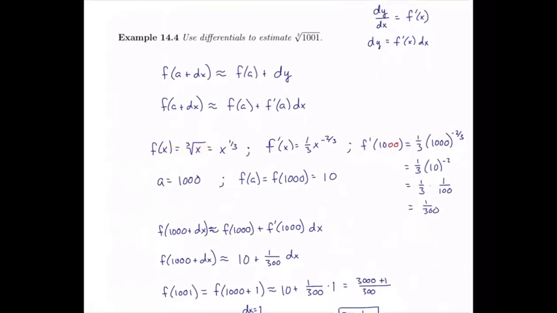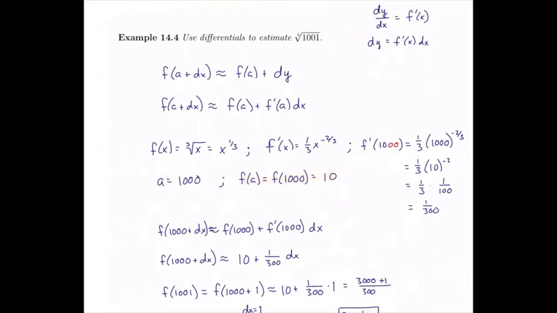Now, what's our a value? Well, the a value we need to think of is a number that's a perfect cube that's close to 1001. And a lot of times it should be fairly obvious, like this case. Well, 10 cubed is 1000. So a should be 1000 because it's easy to find the cube root of 1000, something we already know. And that's going to be the center of our approximation. A will be 1000 because f of a, of course, is 10.